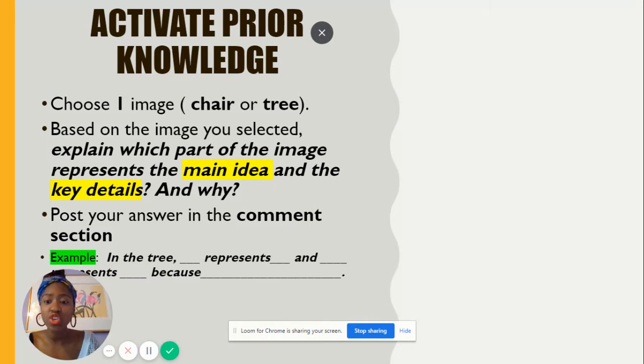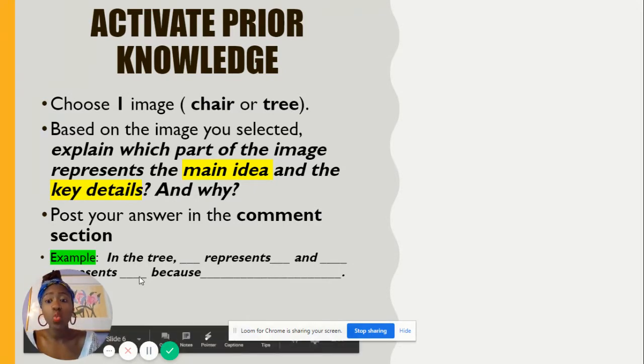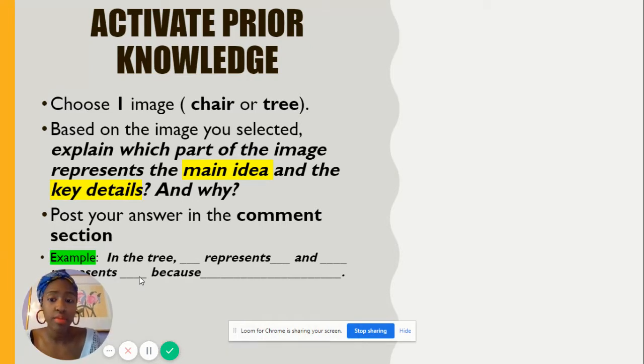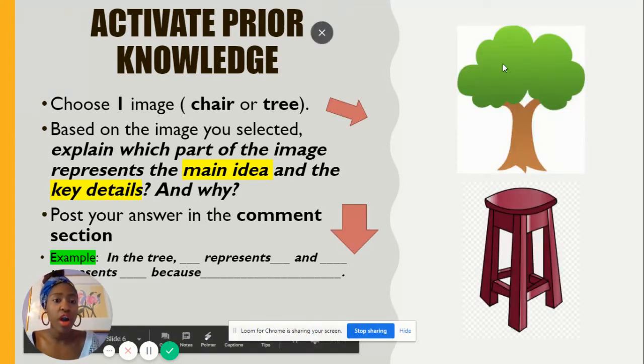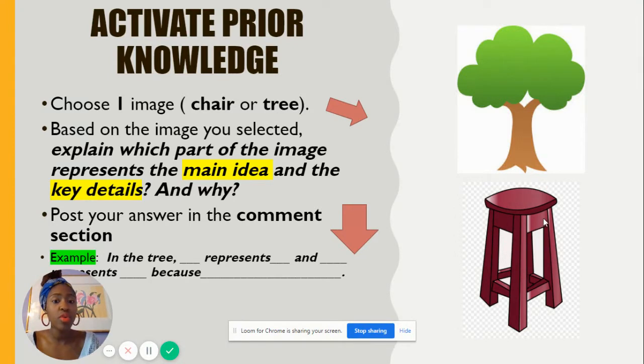So it says, in the tree, blank represents blank, and blank represents blank because. All right, so in the tree, the main idea represents what part of the tree? And the key details represents what part of the tree because. And you can either pick the tree or the chair. So here are our following. We have our tree and then we have our chair.